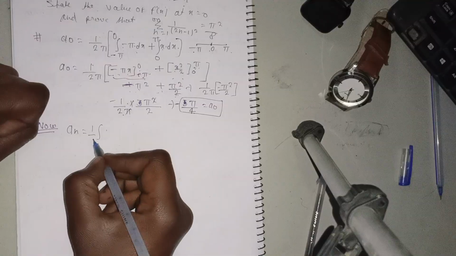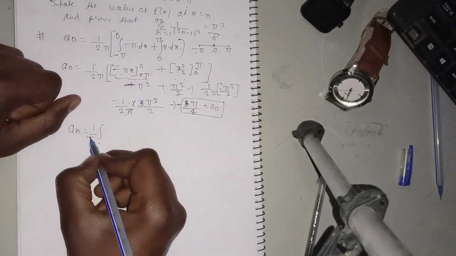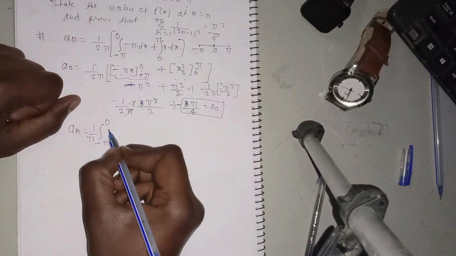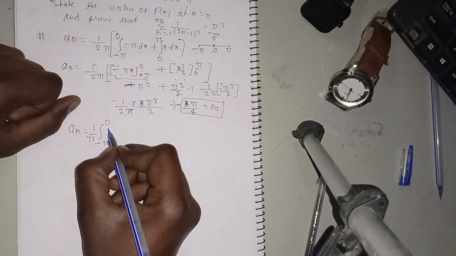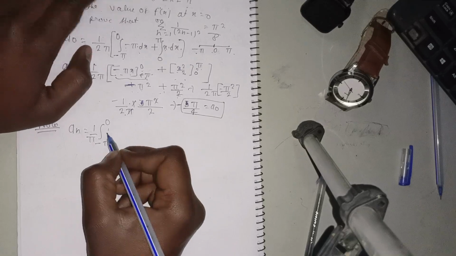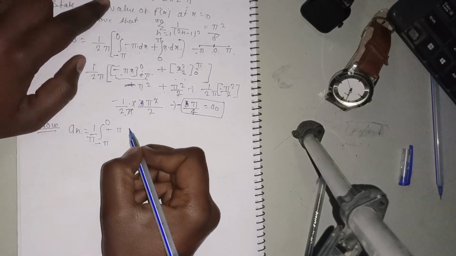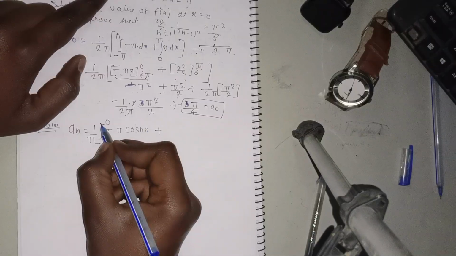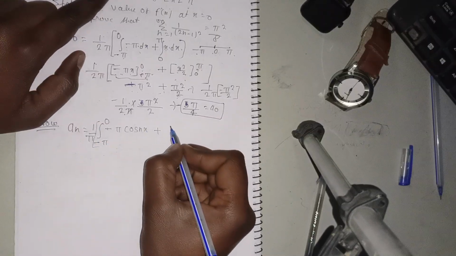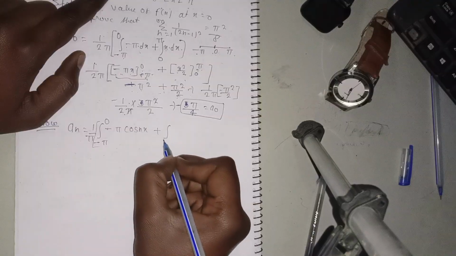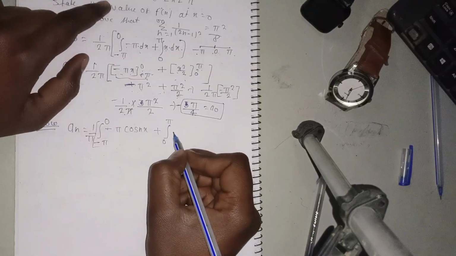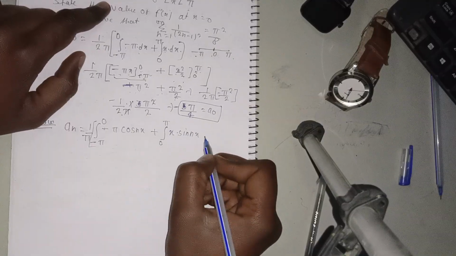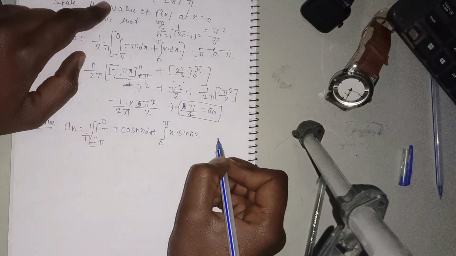Yeah, so an is equal to 1 upon pi, again minus pi to 0, f of x. What is f of x? In this limit it is minus pi cos nx, right? Cos nx, plus, this is all 0, plus the integration of 0 to pi x sin nx dx, also dx.